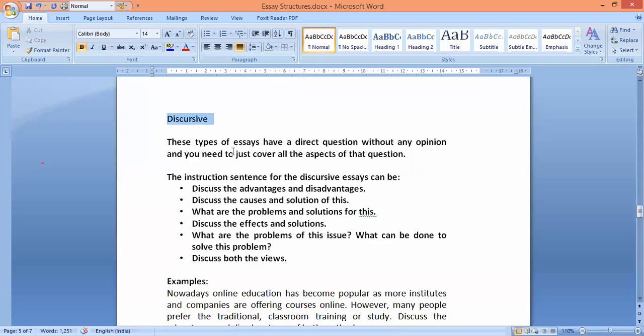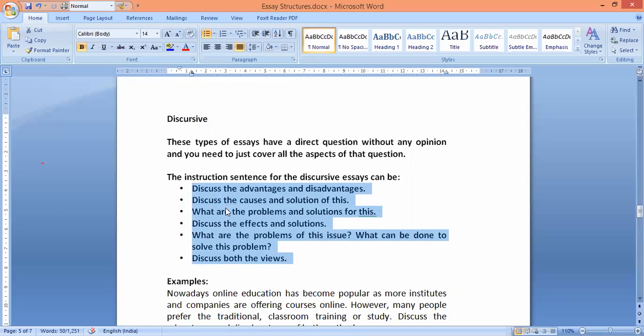Discursive means no opinion. If there is no opinion, it's discursive. Read the instruction statements and let me know if there is any opinion in any of the statements.